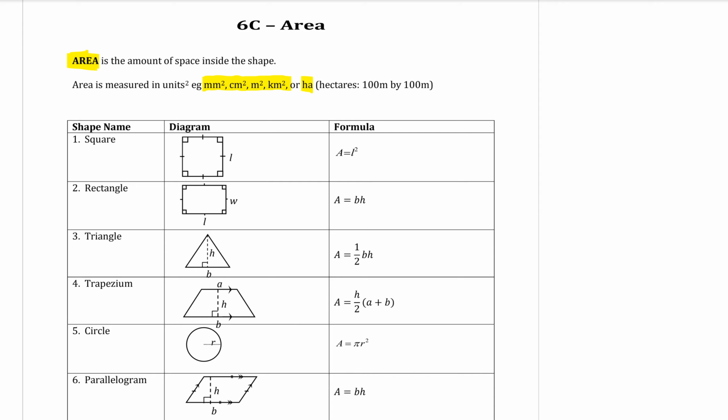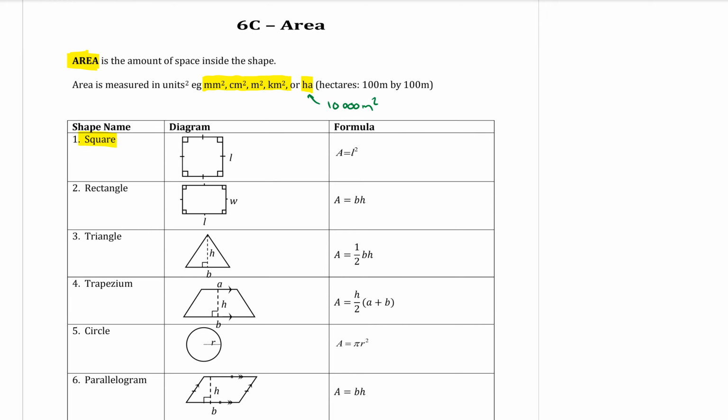Now, you're not going to get a lot of questions that involve hectares, but 100 by 100 meters is a hectare. Usually you use this to measure land, or in other words, that is 10,000 meters squared if you need to do a conversion between hectares and meters squared. Okay, so let's quickly go through these formulas.